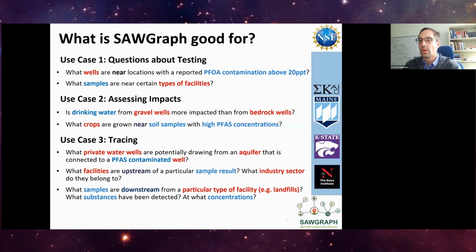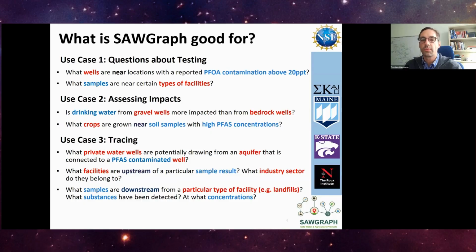The second use case is about assessing the impacts on different water and food supplies. For example, how are drinking water supplies impacted? Are gravel wells more impacted than bedrock wells? Or what kind of crops are growing near places where high PFAS concentrations have been detected?